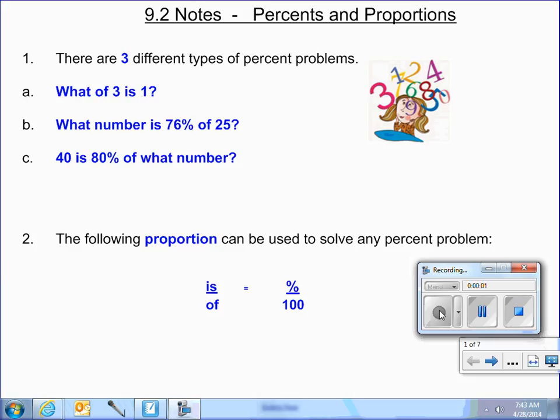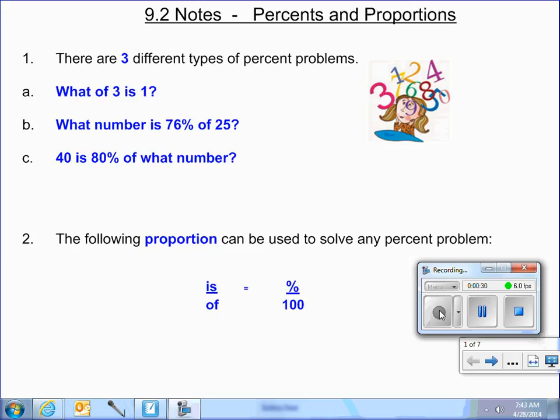In this lesson on 9.2, we're going to be discussing percents and proportions. You're going to be learning the three different types of percent problems that you'll be seeing. A, what percent of 3 is 1? B, what number is 76% of 25? And C, 40 is 80% of what number?